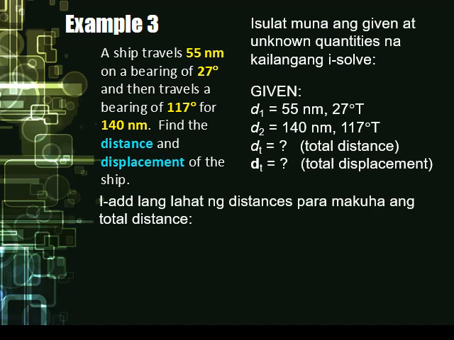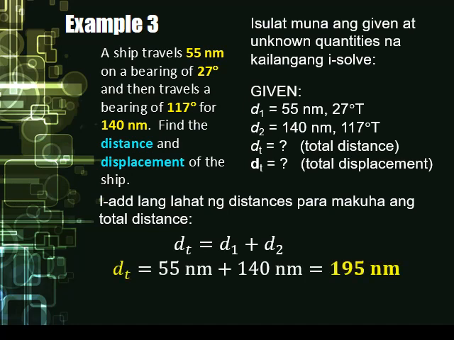Okay, kung magko-compute tayo ng distance, so sobrang dali. Kasi wala na tayo pakialam sa direction. So, kailangan natin lang gawin, i-add lang natin tong dalawang distances. Kaya, dt is equal to d1 plus d2. So, dt is equal to 55 nautical miles plus 140 nautical miles. So, we have 195 nautical miles. So, madali lang pag kumukuha ng distance, i-add lang natin. Okay, so therefore the total distance is 195 nautical miles. So next, let's solve for the displacement.